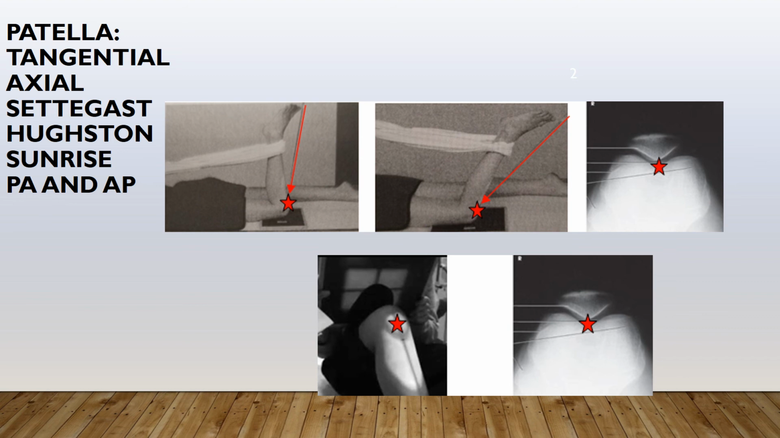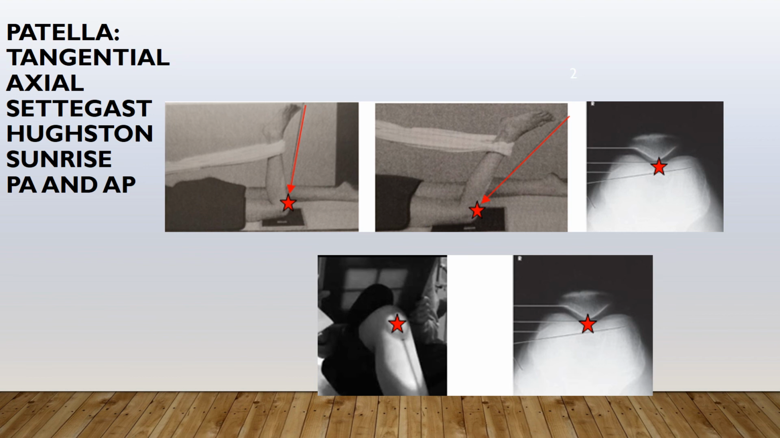The first one is a Settegast. The patient is prone with the knee flexed 90 degrees. The central ray is 15 to 20 degrees cephalad to the long axis of the knee. In the Hughston view, the patient is prone. The knee is flexed between 50 to 60 degrees from full extension. The central ray is 45 degrees cephalad to the long axis of the knee.